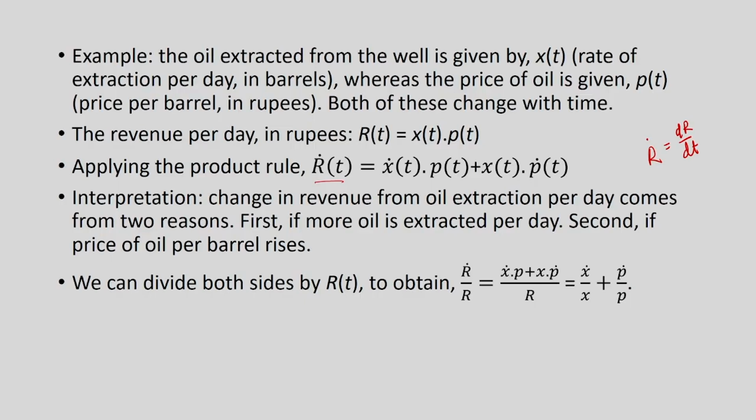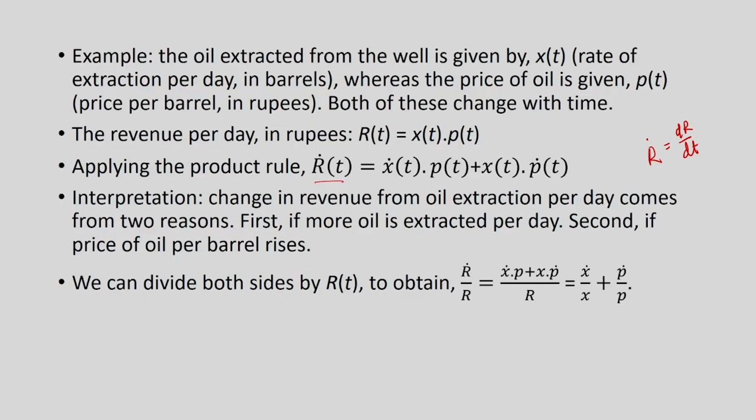So, applying the product rule, what we should get is R dot of t is equal to x dot of t multiplied by p of t plus x of t multiplied by p dot of t, right. So, what is the interpretation of this? On the left hand side, you have R dot of t, which is change in revenue from oil extraction per day, right. As time changes, how much the revenue is changing.